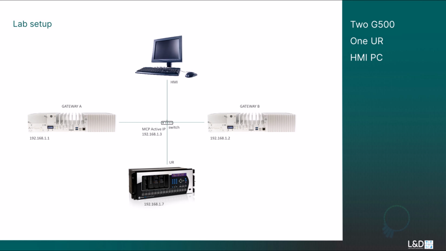Okay. Like I said, the first step is to set up an active IP address, which you can see here. It's 192.168.1.3, which is the IP address where both G500s look as a single device to the rest of the world. So every device like the UR relay and the HMI will communicate through the active IP address.